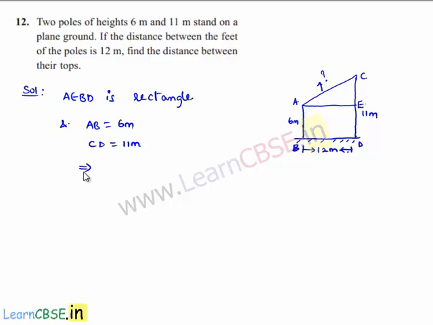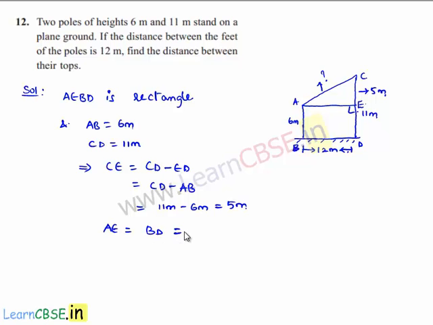Then we get CE is equal to CD minus ED, which is CD minus AB, as it is a rectangle, that is equal to 11 meters minus 6 meters. So finally we get CE is equal to 5 meters, and also we get AE is equal to BD, as in a rectangle the lengths will be equal, which is nothing but 12 meters. So here we also got AE.